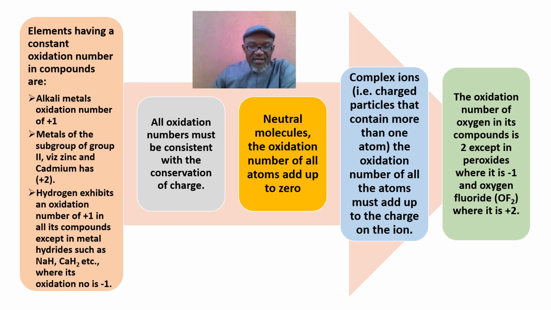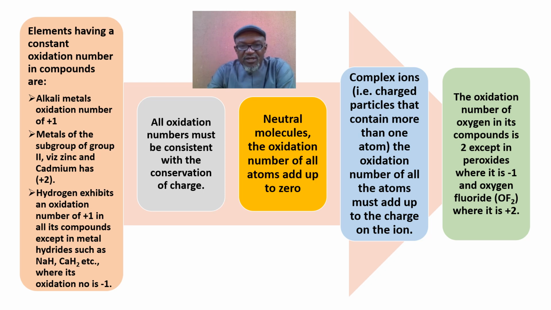All oxidation numbers must be consistent with the conservation of charge. Now, conservation of charge is something like the law of conservation of energy or law of conservation of mass. Energy is neither created nor destroyed. So in conservation of charge, it means that if you have an equation, if you have a net charge on the left-hand side of +2, you must have a net charge on the right-hand side of +2. If that is not so, then it means that your equation is not balanced. What you have as a net charge on the left-hand side must be the same as the net charge on the right-hand side.